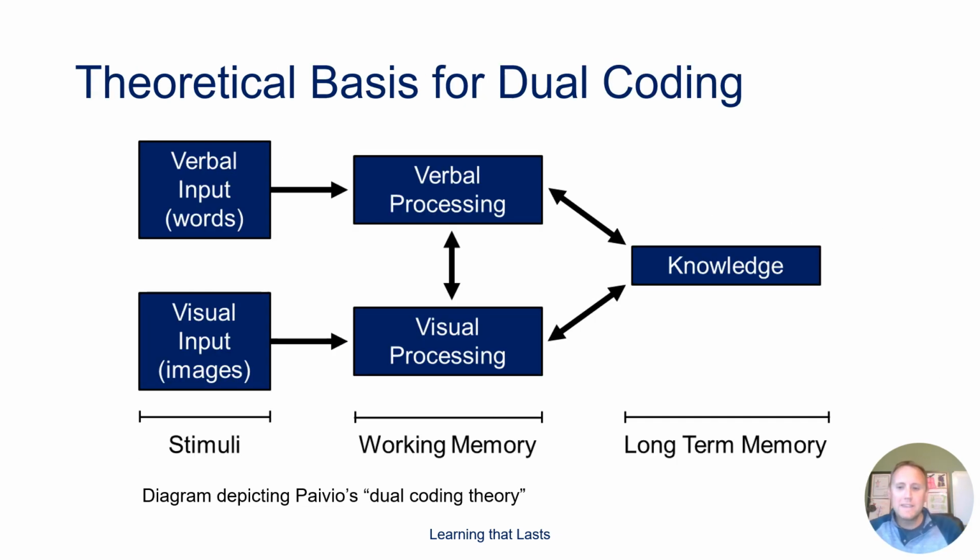So why is it important to pair these different sources of information, right? There's a bunch of different ideas, but a lot of it stems from this idea of how we process different sources of information within our brain.